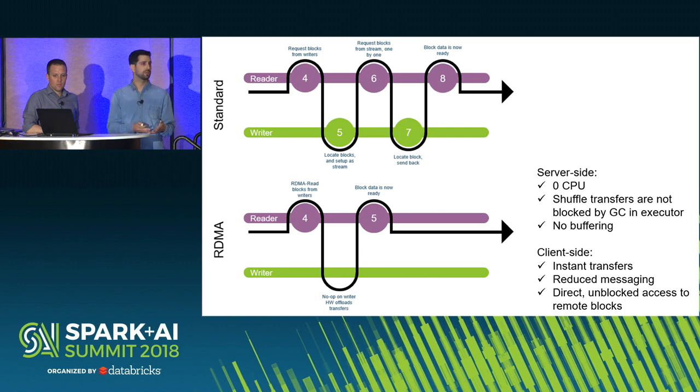Now you have those readers blocked, and they can't process any more data or progress in the computation. In the RDMA case, since we don't have any blocking operations on the writer side, everything is done in hardware, so it can continue to do whatever it wants to, either garbage collection, processing, and so on, without having any influence on the reader, which is trying to fetch the blocks. So on the client side, we basically get instant transfers.